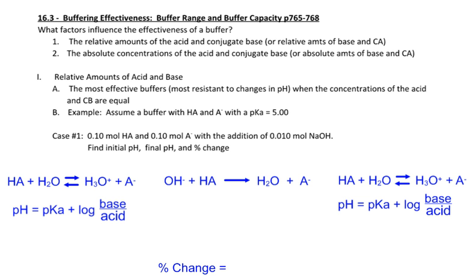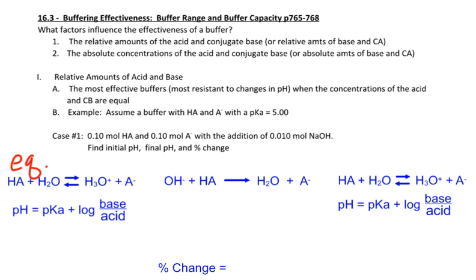So let's check this out. I have 0.1 mole of this weak acid and 0.1 mole of its conjugate base, and I'm going to add 0.010 moles of a strong base, sodium hydroxide. So let's find the initial pH, the final pH, and the percent change. Okay, so the first step, the initial: I'm not adding anything, so this is pure equilibrium. And if I'm just talking about equilibrium, then I am free to use the Henderson-Hasselbalch equation, or the HH equation.